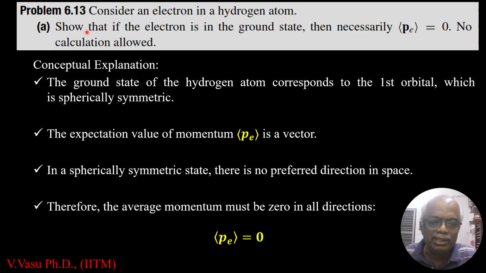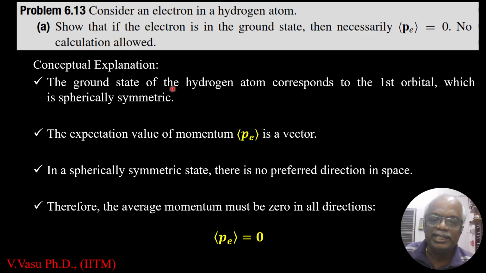Part A is to show that if the electron is in the ground state, then necessarily the expectation value of the momentum operator, bold P sub e, where e indicates the electron, is equal to zero. No calculation is allowed. Here I am going to explain conceptually why it is going to be zero.